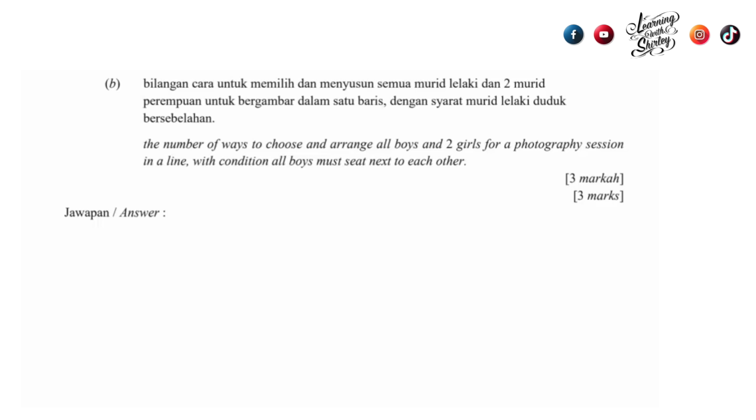Permutation because it's seated. Duduk bersebelahan, sit next to each other. So the keyword is sit. When it's sitting or placement in a row, then you have to use permutation. If there's no placement or no sitting, then you can use combinations. So the number of ways to choose and arrange all boys and 2 girls. How many boys just now? 4 boys, right? So we have 4 boys and 2 girls for a photography session in a line.